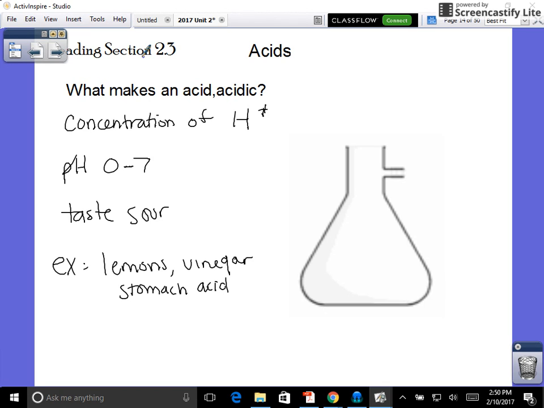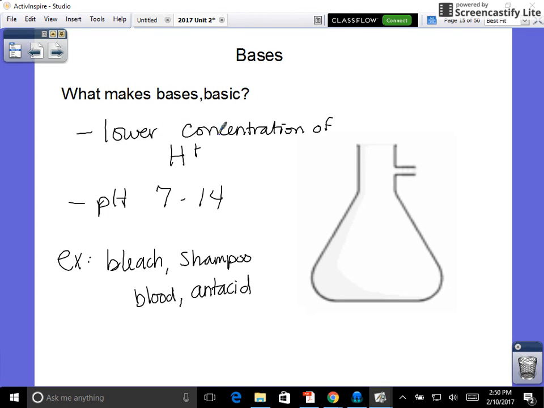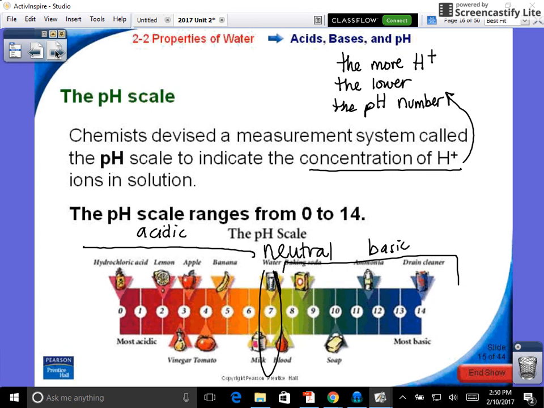You'll notice that an acid has a high concentration of hydrogen or hydronium ions, which makes the pH range between 0 and 7. Acids taste sour, and some examples are lemons, vinegar, and stomach acid. Bases have a lower concentration of hydrogen ions, and their pH is between 7 and 14. Strong bases are also harmful, and some examples: bleach, shampoo, blood, and antacid.